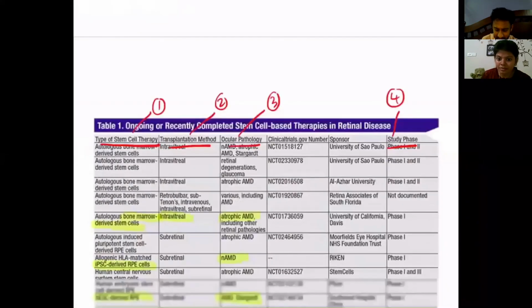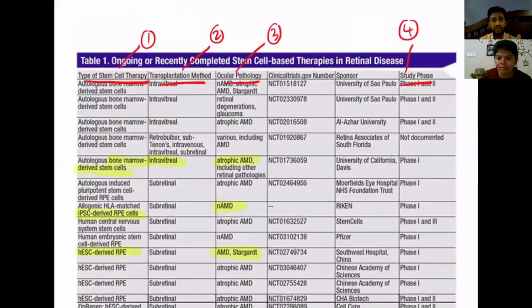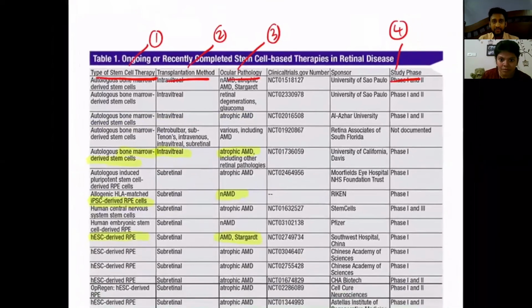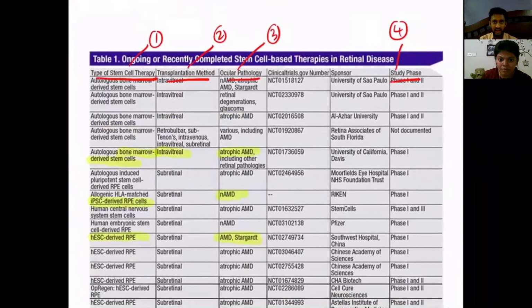Now, I just want to end with a small table. This is one of the tables I got from a review article on stem cells in ophthalmology. This table kind of brings everything to one circle. It shows how we actually apply stem cells in treatment for a particular ocular disease. Just look at this once. Now, in this table, they talk about ongoing or recently completed stem cell based therapies in retinal disease. That is the title of the table.